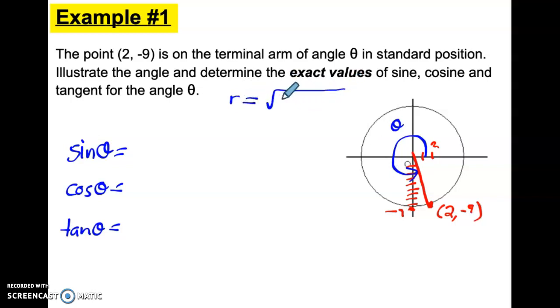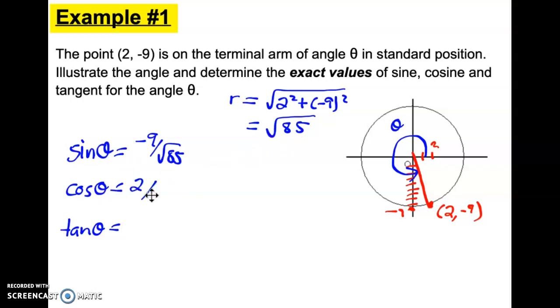And r is just the square root of x squared plus y squared, which in this case would be the root of 85. Now since we know our x, y, and r, all we need to do is plug them in. Sine was y over r, so that's negative 9 over root 85. Cosine, from the very beginning of this lesson, was x over r, so that'll be 2 over root 85. And tan was y over x, so it would be negative 9 over 2.